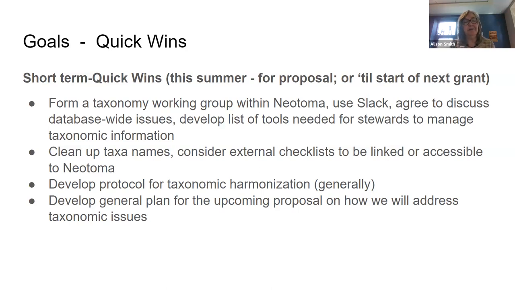Just getting a list together of the kinds of tools we would like to have exist would be a big step. Cleaning up taxa names, that's going on all the time, but maybe we could do a big focus on that and consider how we might make use of external checklists, published checklists and so forth, to be linked or accessible to Neotoma. Do we need to develop a protocol for taxonomic harmonization in general? Is this something that we should think about? I think there was interest in that. And developing a general plan for the upcoming proposal on how we will address taxonomic issues, so that there is something in the proposal about forming a working group and what they might be able to do. Next slide.